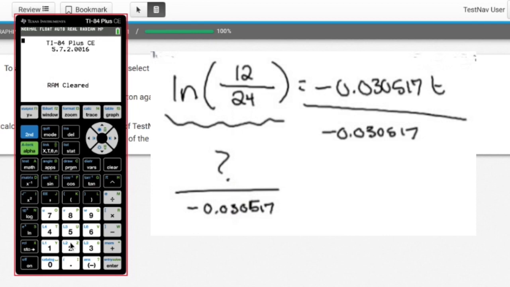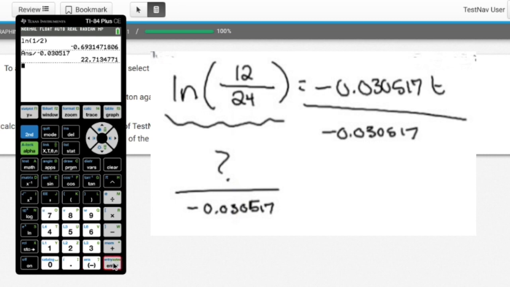Right, so this time I'm going to take ln of 0.5, or a half, however you want to write it out. Hit enter, and it's going to give me that number, who cares? What I'm going to do is divide that number by negative 0.030517, hit enter, and I get something to the tune of 22.713, blah, blah, blah.